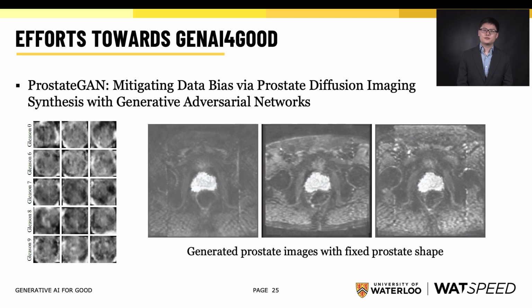The second effort we made towards the Generative AI for Good initiative is that we used generative AI to generate medical images to enhance our dataset in order to overcome the data imbalance issue. In the example on the right, we show that our methods generate prostate images that can have a fixed prostate shape while providing various textures around it. Generating images with a fixed prostate shape will give us more control over the data.